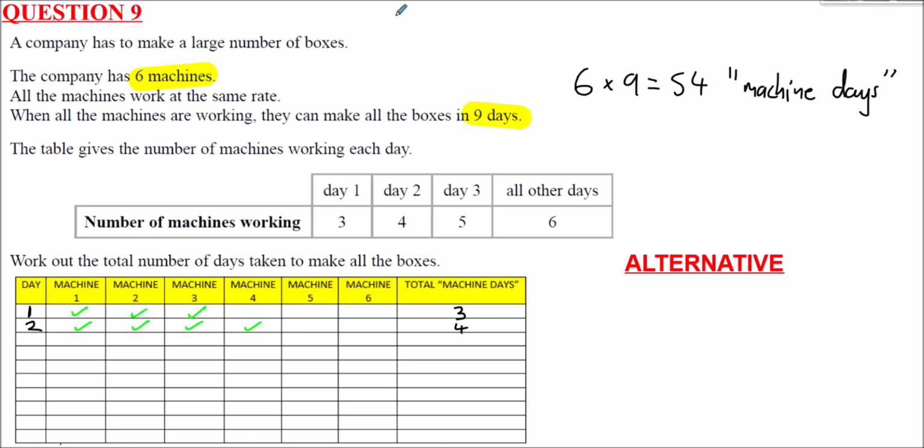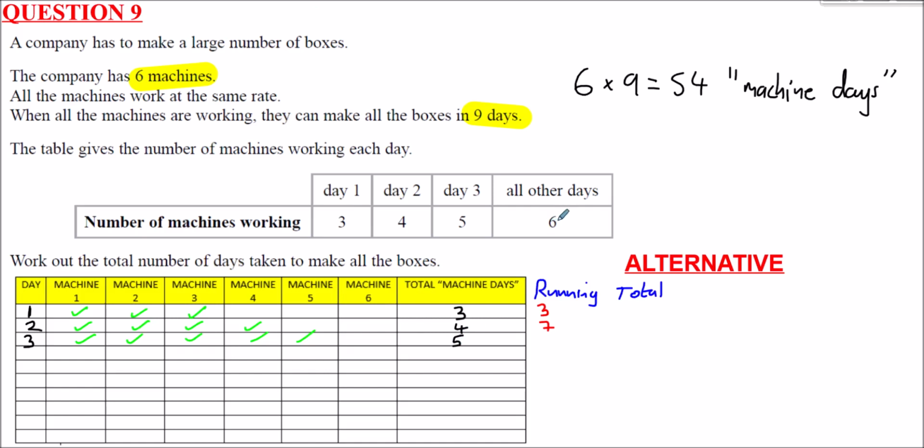That's 4. And what I'm going to do down the side is a running total. Cumulative frequency of machine days, essentially. So we had 3 and 4, so that's 3 plus 4 is 7. We're not at our target yet, so we carry on. Day 3, we're told 5 machines are working. 1, 2, 3, 4, 5. That's another 5.